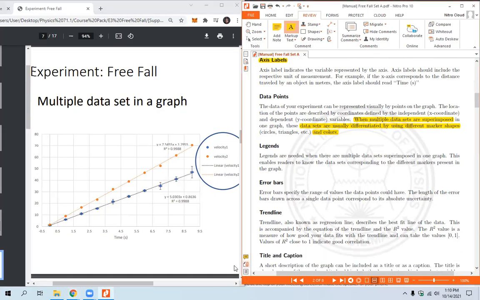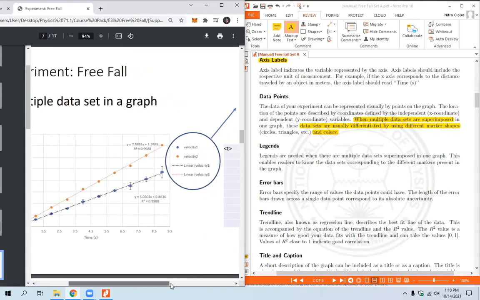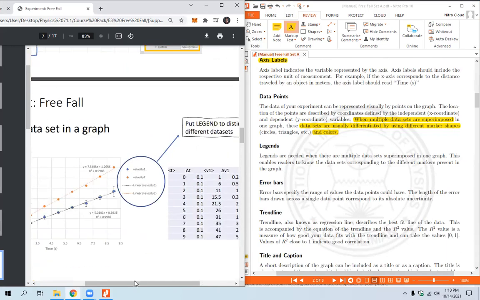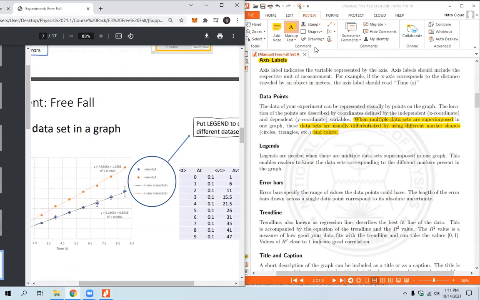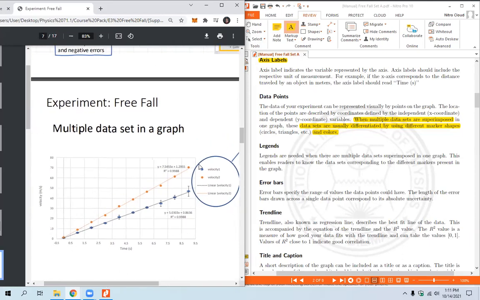Next, legends. Kapag may multiple data sets ako, I need some sort of guide to let me know what I am looking at. This is the legend. So for example, sa graph na ito, ang legend ko ang encircled portion na ito. This tells me kung which data set is which. Again, just like with axis labels, imagine nyo na lang kung wala tong legend na ito, how confusing it would be for somebody who does not know what you are representing, kung paano nila babasahin yan if they did not know. So these are guides for each data set.